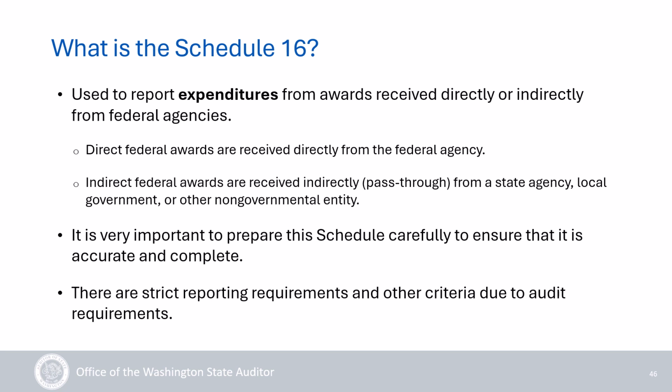Direct federal awards are received directly from the federal agency, and indirect federal awards are received indirectly from a pass-through entity. This is usually a state agency, a local government, etc. It is very important to prepare this schedule carefully to ensure that it is accurate and complete. There are very strict reporting requirements and other criteria that goes into this schedule due to audit requirements.